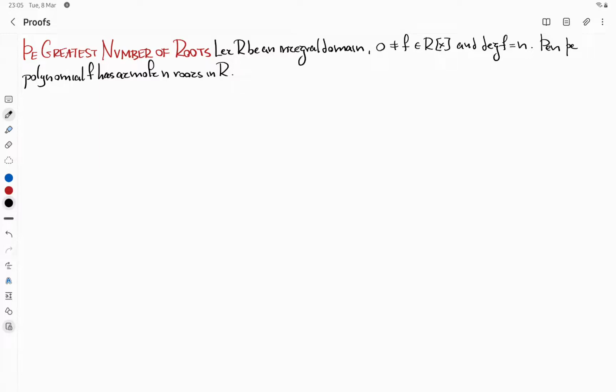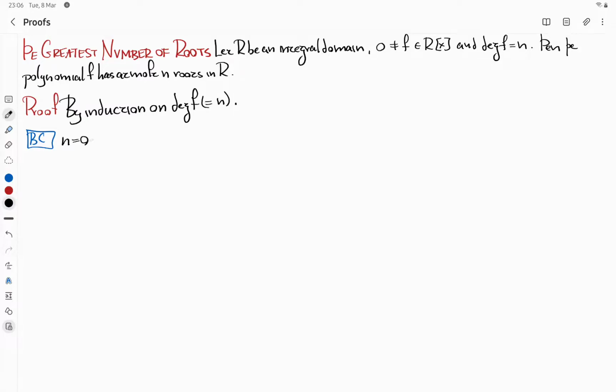Also notice that it is very important that R is an integral domain. If it were a mere ring, then it generally wouldn't hold. Right, so the proof is by induction on n. Proof. So by induction on the degree of f, which is n, the base case.